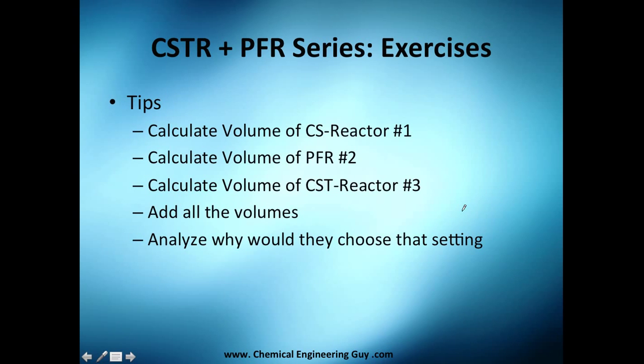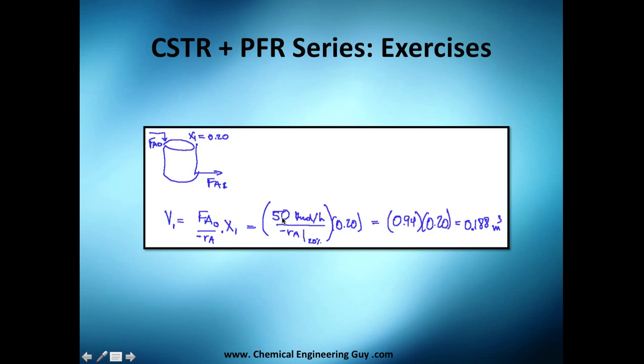So my tips here, which are not a great deal, is calculate the volume of the continuous stirred tank reactor number 1, calculate the volume of the PFR number 2, and calculate the volume of the CSTR 3. Then add all volumes and analyze why they would choose that setting. So that's optional. Actually, if I were in an exam, I would do it very fast, but we are studying right now, so try to get the best of the course. Imagine, think, conceptualize, visualize, all that always helps. Discuss it with your friends, with your teachers, it will always come in handy.